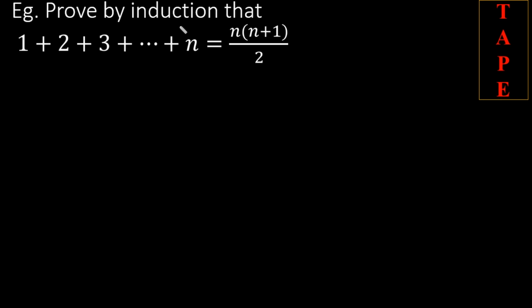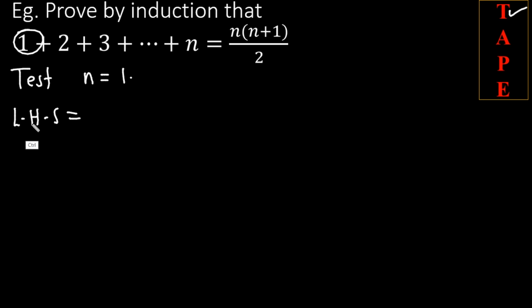Prove by induction that 1 plus 2 plus 3 plus dot dot dot plus n is always equal to n open brackets, n plus 1 close brackets, everything divided by 2. So we go through 4 steps, and step number 1 is for testing. We are going to test for n is equal to 1, and on the left hand side the first value is a 1. So the left hand side is equal to 1.